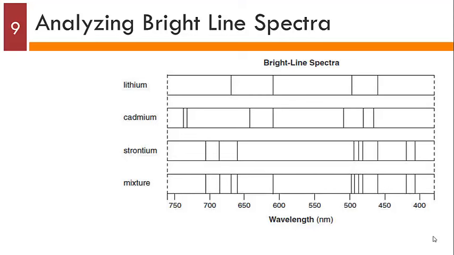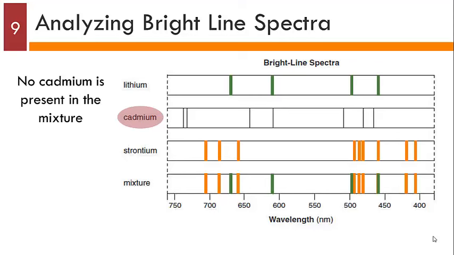Based on the bright line spectra, which elements are not found in the mixture? So in order to do this, you need to compare the lines. First, if we compare strontium to the mixture, we see that all of those lines are present in the mixture. We can also compare lithium, and we see that all of those lines are present. So no cadmium is present in the mixture because we are missing those spectral lines.